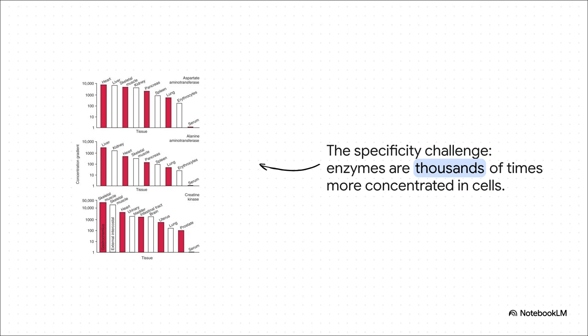This is why even a tiny amount of cell damage can cause a massive relative spike in the blood level. But it's also our biggest problem, a lack of tissue specificity. If AST is high, where's it coming from? The heart, the liver, skeletal muscle? That's the central puzzle we're so often trying to solve.